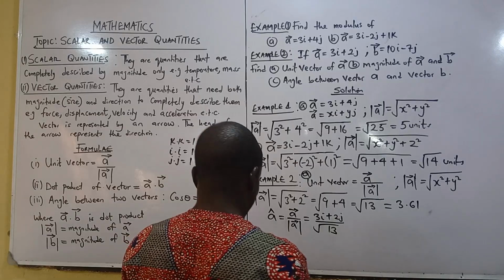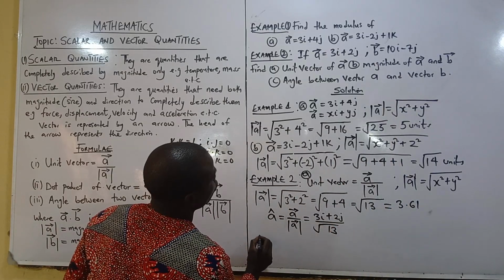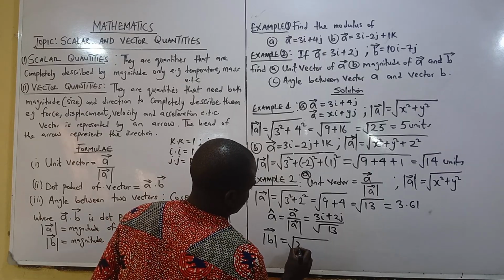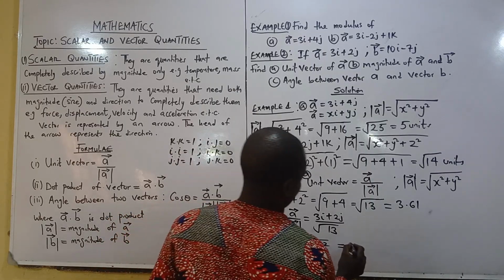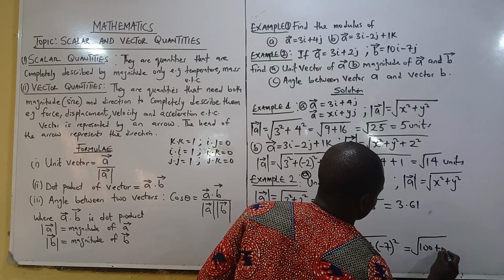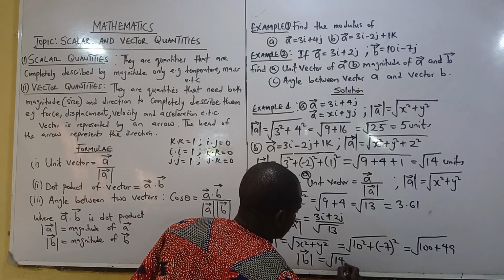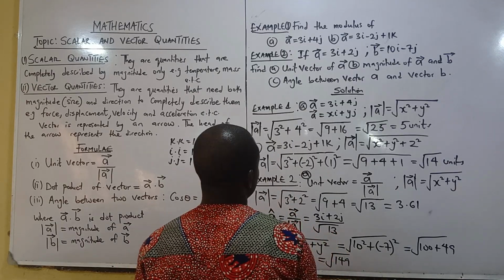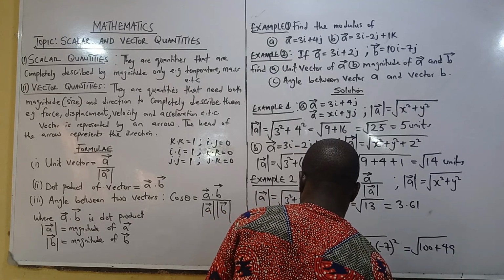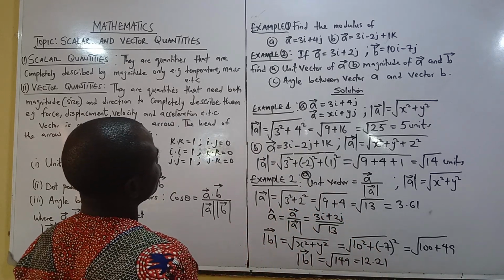Okay, now we have to look for the magnitude of A and B. We have gotten that for A. Let's look for the magnitude of B. The magnitude of B is the square root of x squared plus y squared, which is 10 squared plus minus 7 squared, which is square root of 100 plus 49. The modulus of vector B equals square root of 149, which is 12.21.